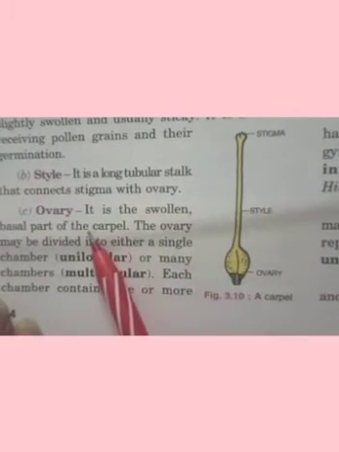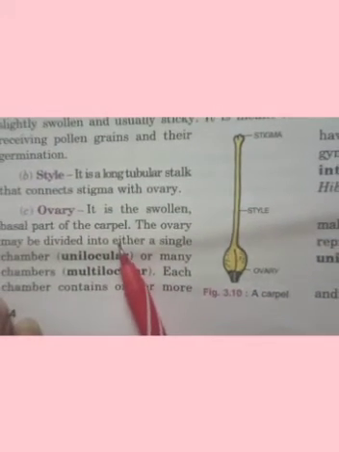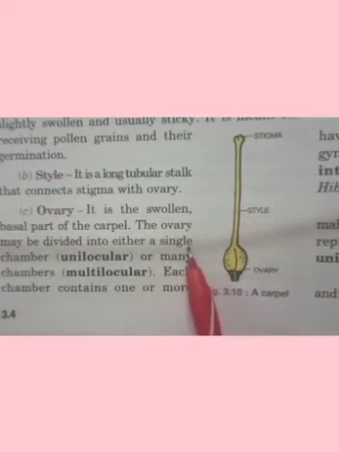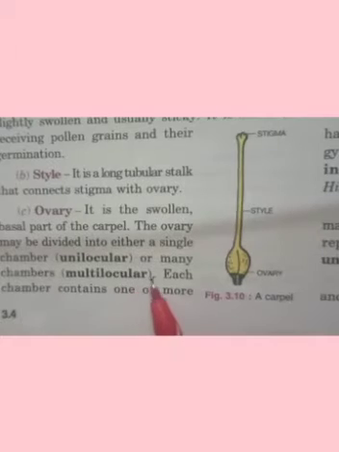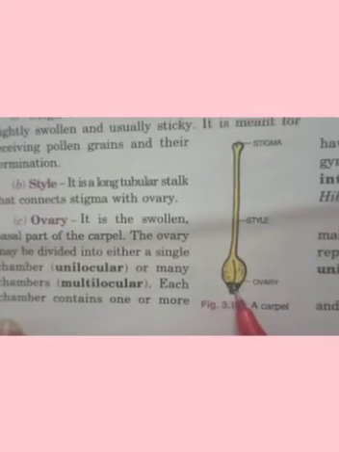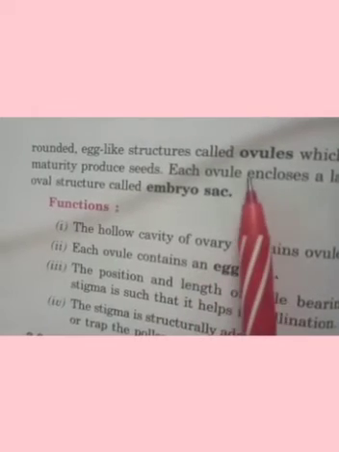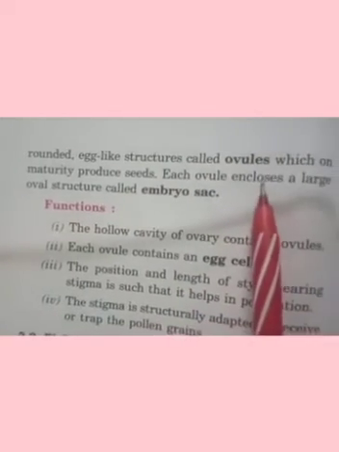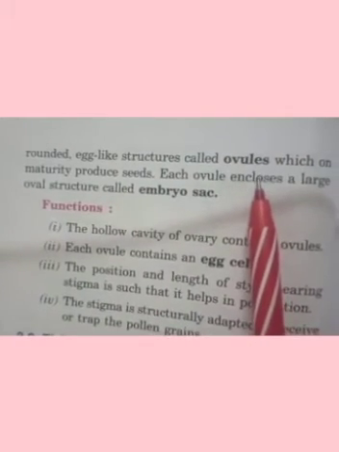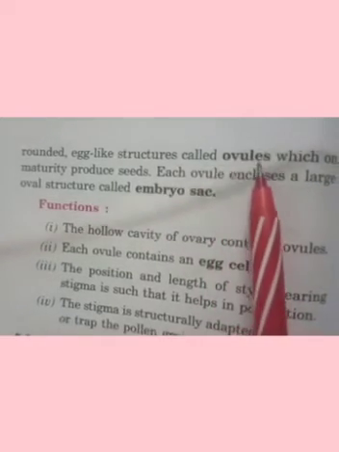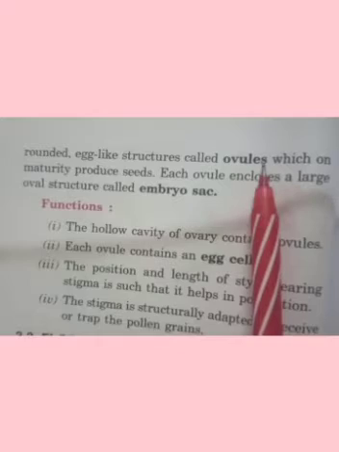Next is your ovary. It is the swollen basal part of the carpel, and the ovary may divide into either a single chamber or many chambers. Each chamber contains one or more ovules. When ovules mature after fertilization, they form zygote, and later on they form seed, right?